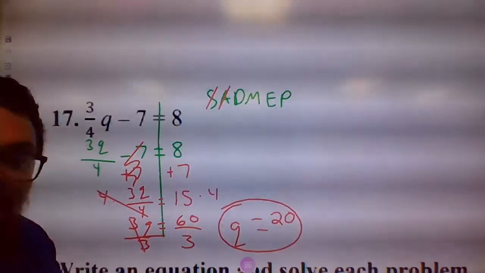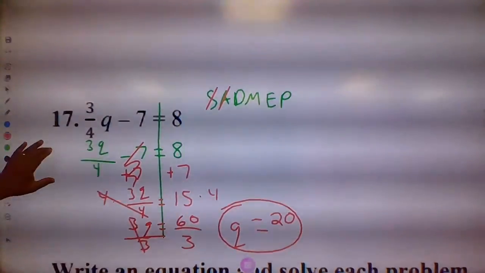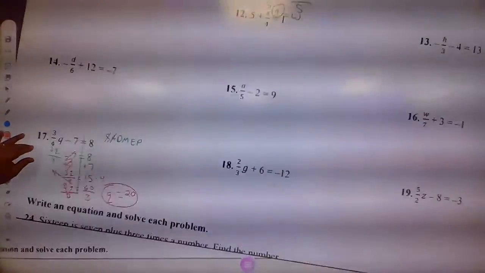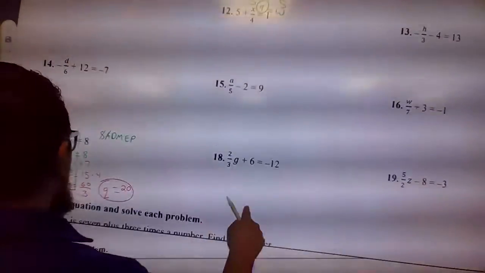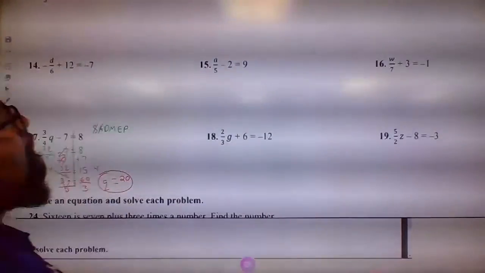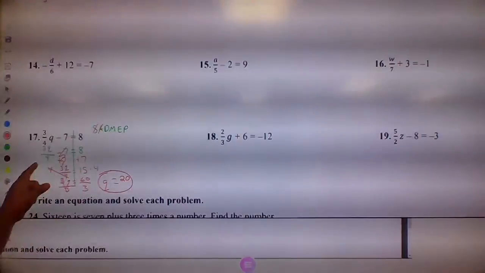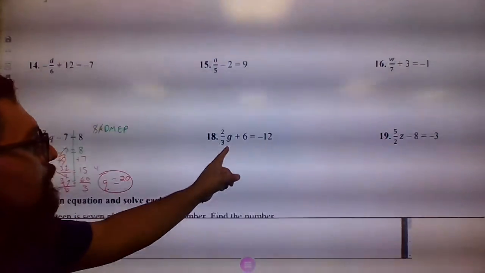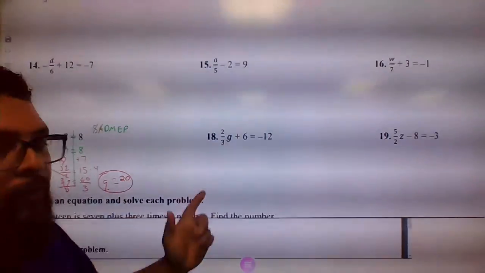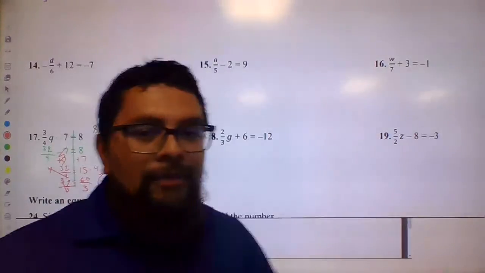We're done. So that's how you're going to be able to do number 18 and number 19. Okay? All right, guys. So you're just going to rewrite this one. Okay, that's all you're going to do. So this one is going to be 2g over 3 plus 6 equals negative 12. Or this one, 5z over 2 minus 8 equals negative 3.